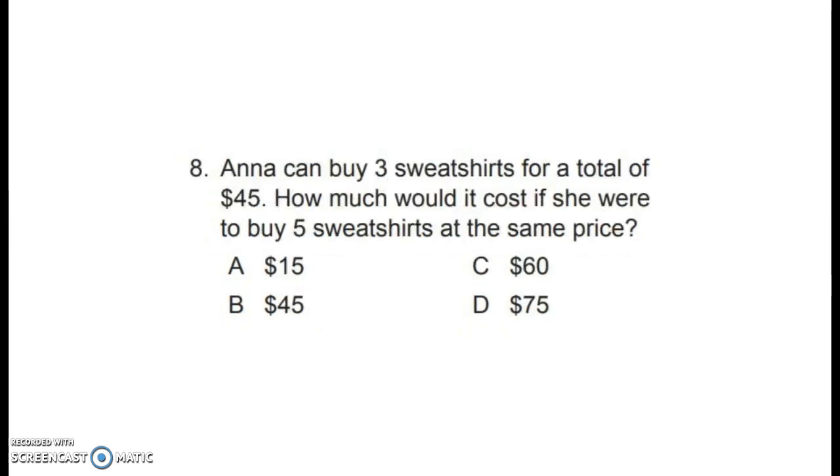Number 8. Anna can buy 3 sweatshirts for a total of $45. How much would it cost if she were to buy 5 sweatshirts at the same price? A, $15. B, $45. C, $60. D, $75.